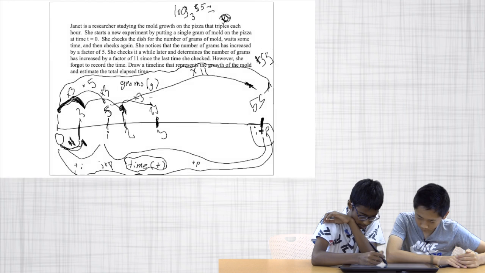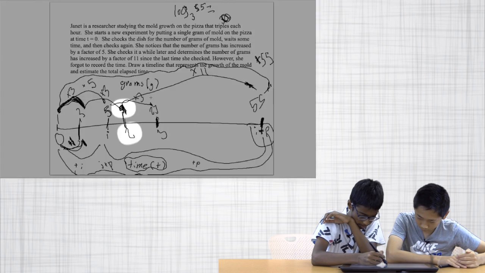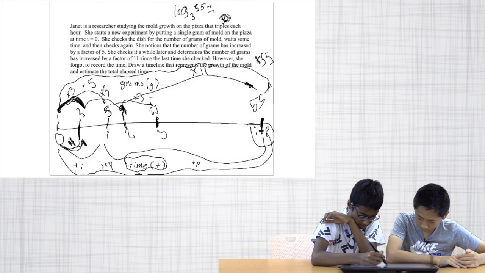Arobindo explained that since the amount of mold tripled each hour, he knew that it would have grown by a factor of 9 in 2 hours, or 27 in 3 hours, and so on. Using this, he was able to determine that the total elapsed time had to be between hours 3 and 4, because the amount of mold would have grown by a factor of 27 over 3 hours and by a factor of 81 over 4 hours.